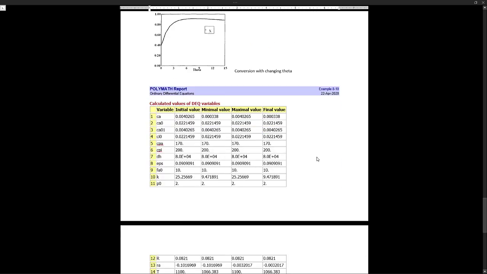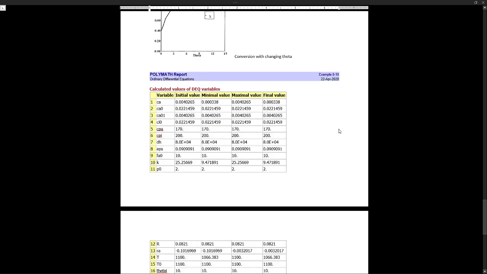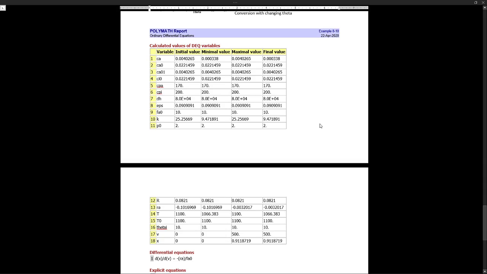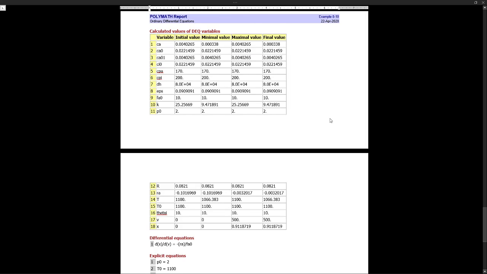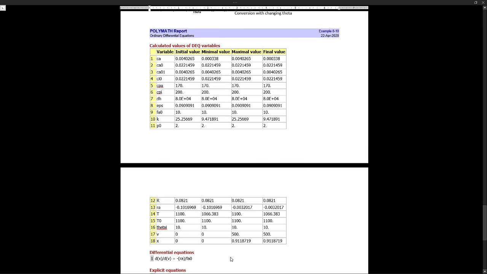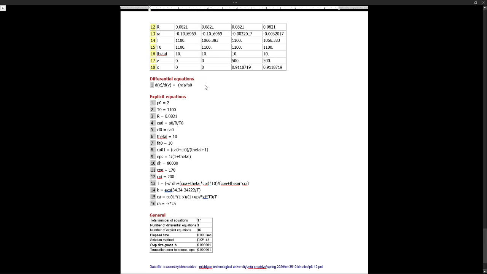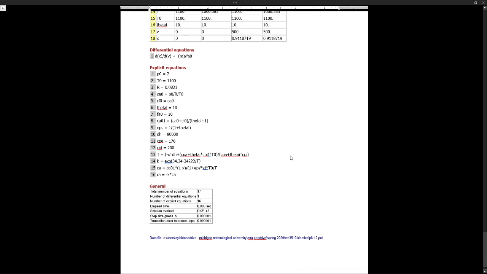I also wanted to pull up the Polymath report from this. It shows you what went on and what it calculated, and really the main parts that matter are the initials. As long as you have those right and you have your equations right, the rest just happens on its own. Again, we have one differential equation and then just a bunch of small equations. The big ones are the T, the k, and the rate. So this has been problem 8-10, A and B. Thanks for watching.